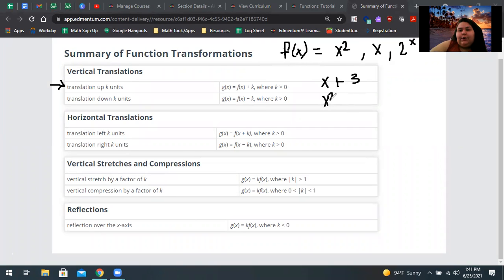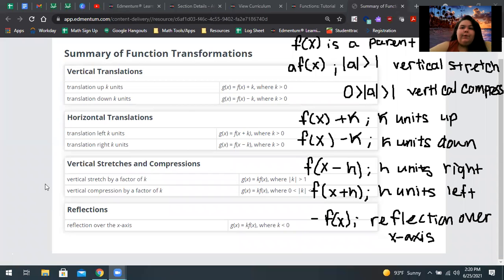What happens if it's going down? Well, let's bring x squared here. x squared minus 3. That is bringing it down 3 units. Now these numbers are changes on the outside. This is where I'm going to bring it up on the inside. Actually, let me take a moment to rewrite my notes here.